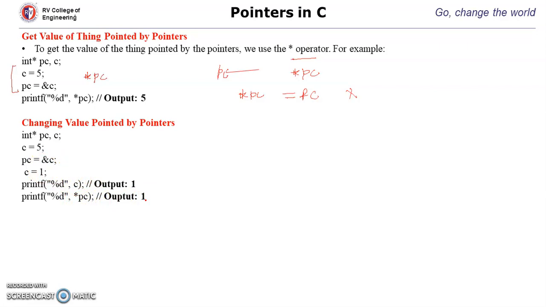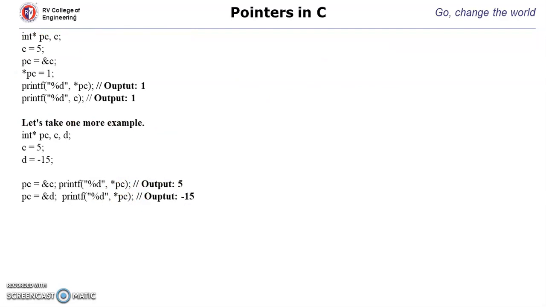So that is also 1. We have assigned the address of C to the PC pointer variable, and then we have changed the value of C to 1. Since PC and the address of C are the same, star PC will give you 1. This is how we can get the value of the things pointed by pointers.